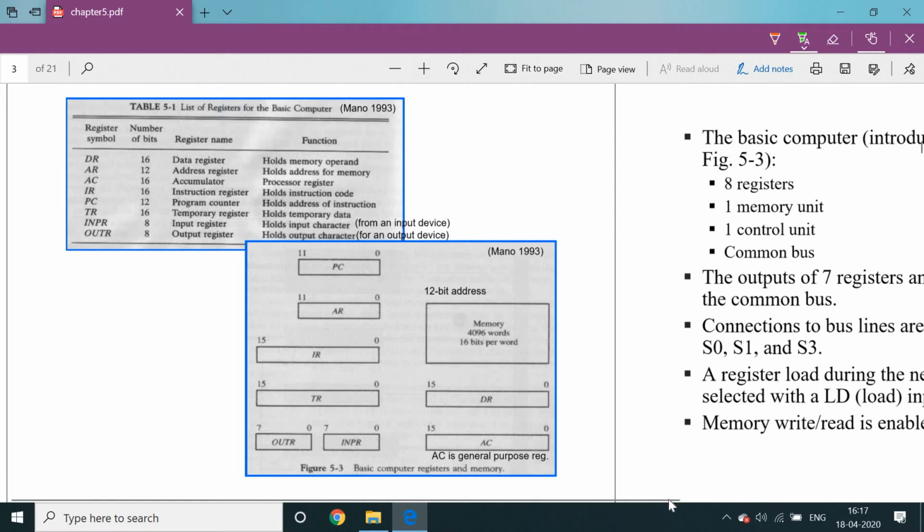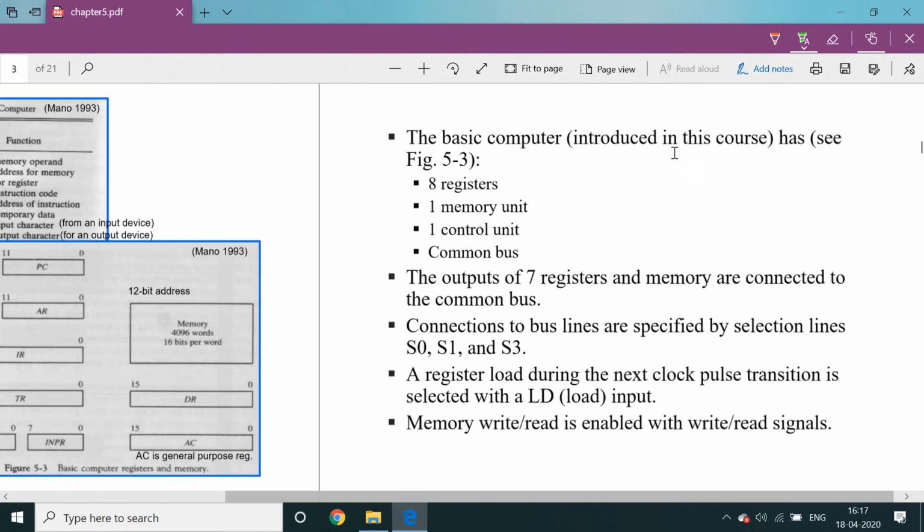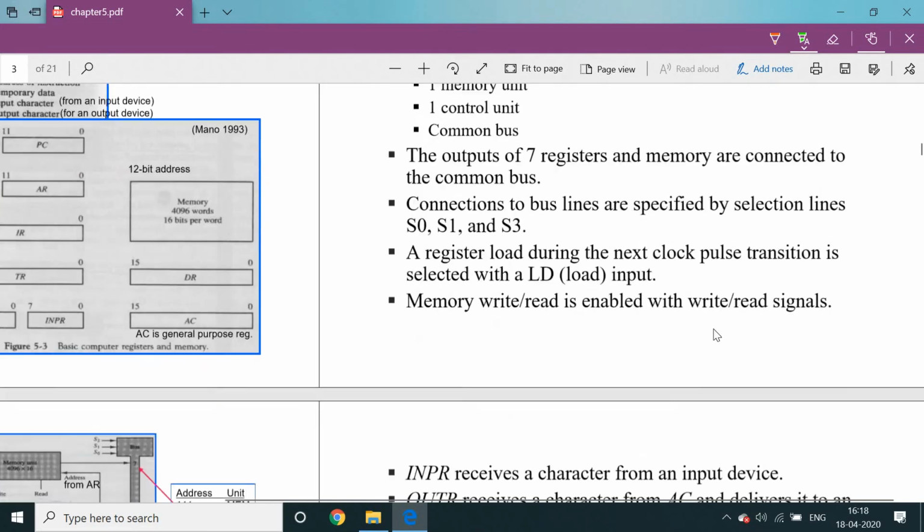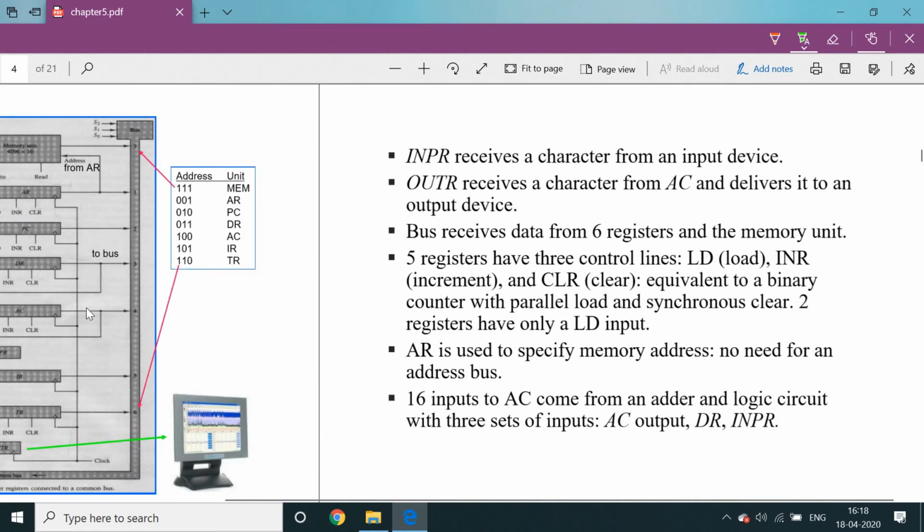Next, coming to this one, the basic computer introduced in this course has different units: 8 registers, 1 memory unit, 1 control unit, and a common bus. The outputs of these 7 registers and memory are connected to the common bus. Connections of the bus lines are specified by selection lines S0, S1, S2. A register load during the next clock pulse transition is selected with a load input. Memory read and write are enabled with read and write signals. Okay, I will explain all these points inside this diagram.